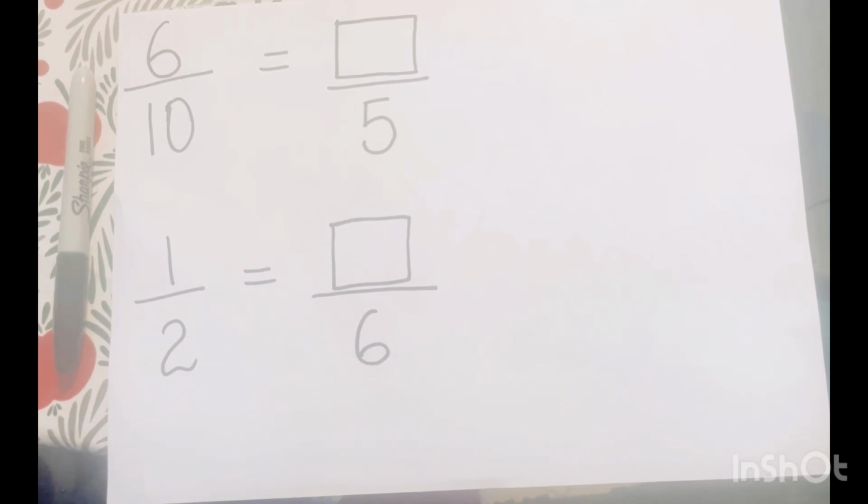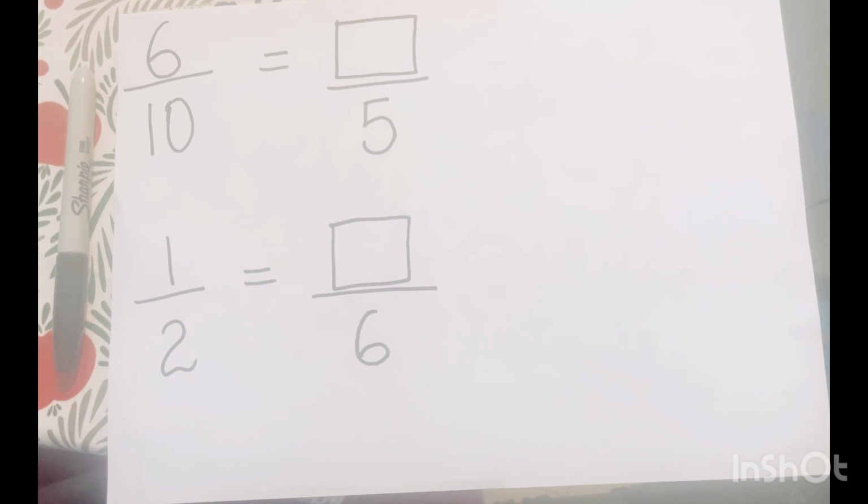What is an equivalent fraction? An equivalent fraction is a fraction that is equal, or of the same value. There are different ways in which we can solve for an equivalent fraction. Here I have two sets of equivalent fractions. I have 6 over 10 and I have half. So let's start with half.